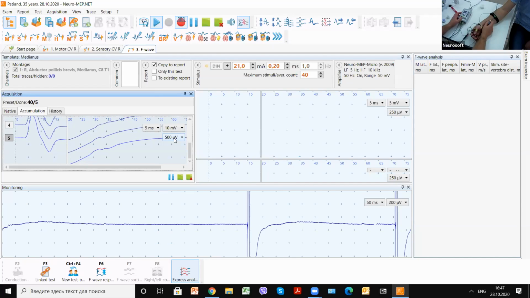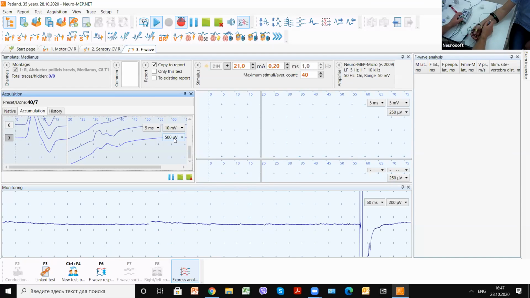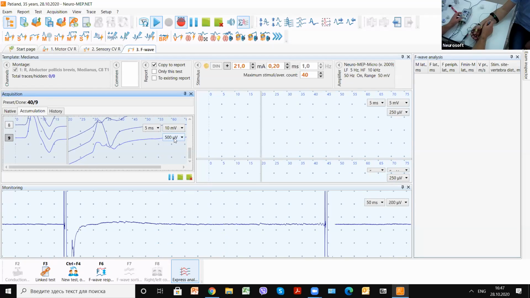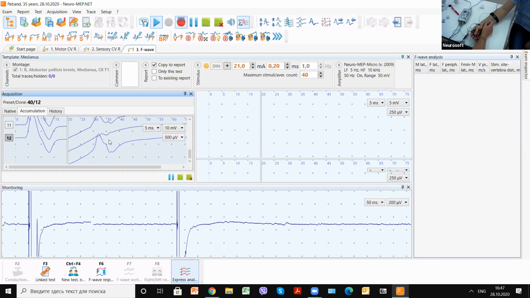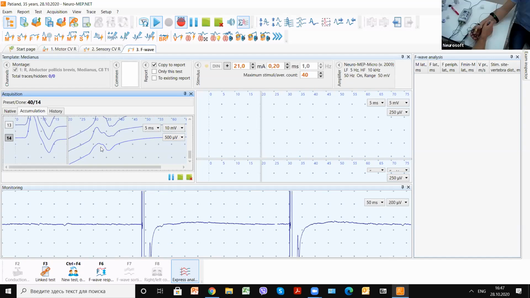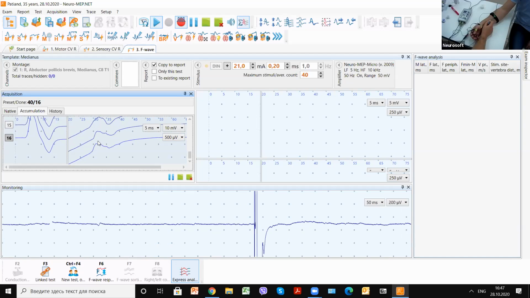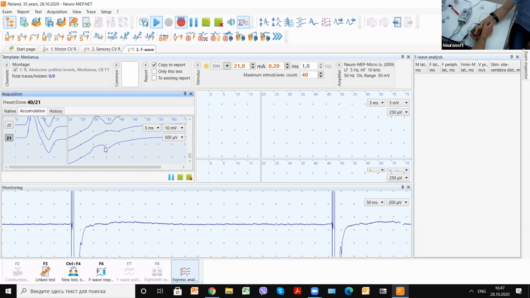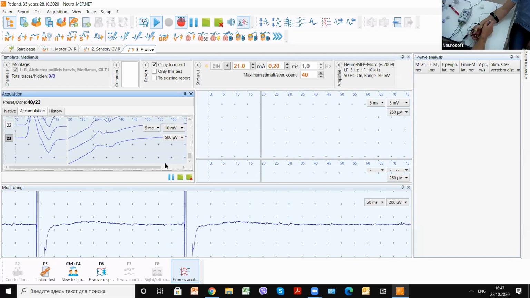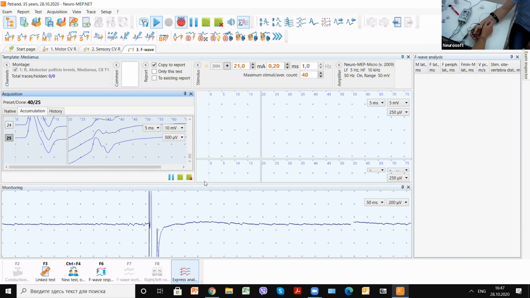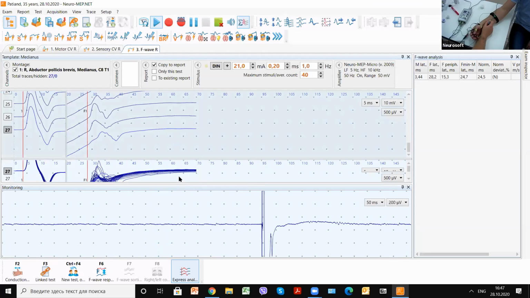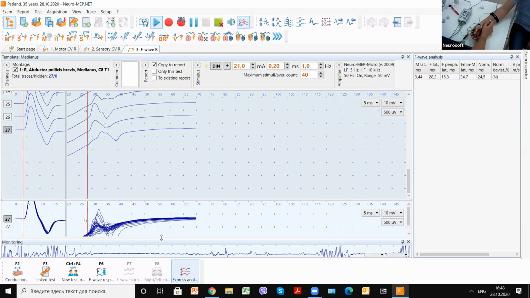We can use repetitive stimulation. You can see good F waves. They look reliable and they change their configurations, which is normal for F waves, because they are much smaller. It's sufficient for us. It's a simple analysis of F wave.